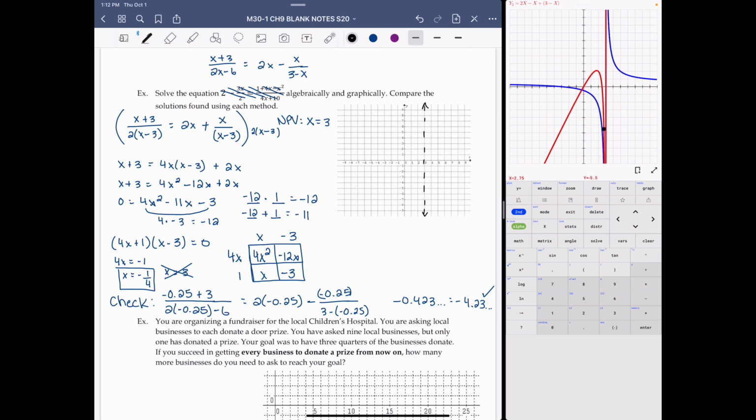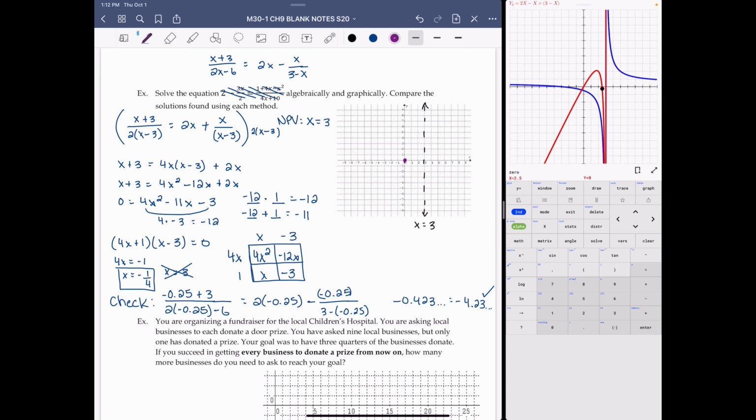Let's find the x-intercepts for the red graph first. Second trace number 2, left bound here, enter, right bound there, enter. 0, 0 is one of them. Second trace number 2, left bound, enter, right bound, enter, 2.50. Those are our x-intercepts for the red graph.